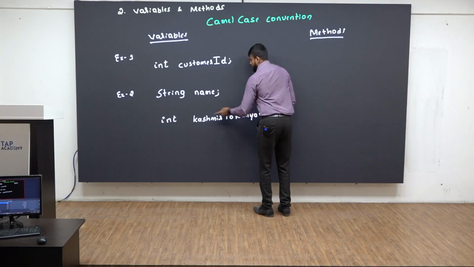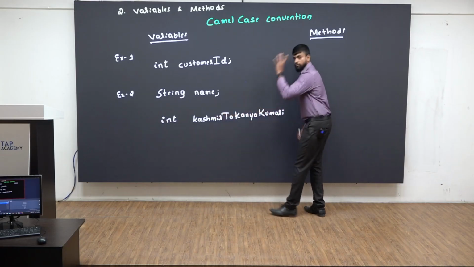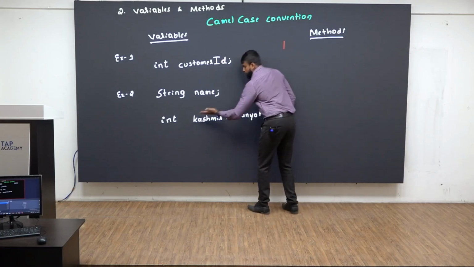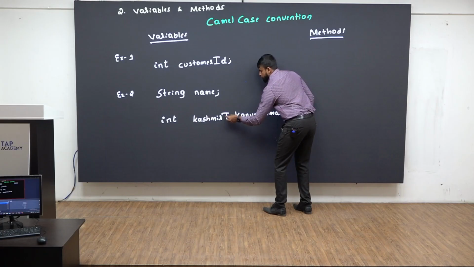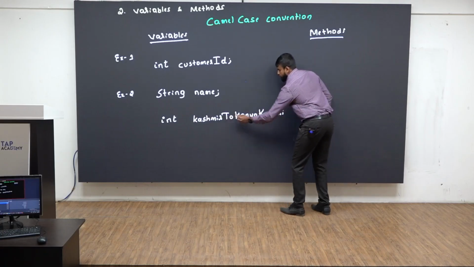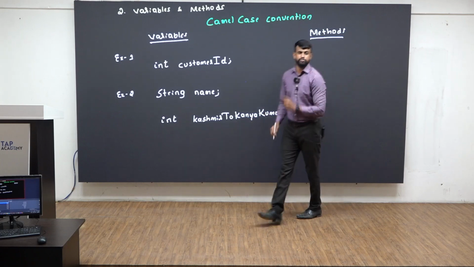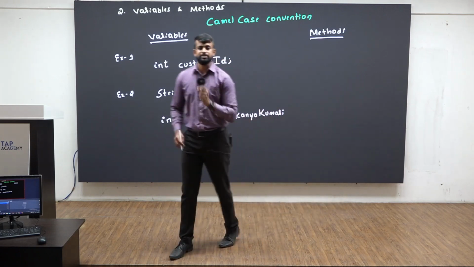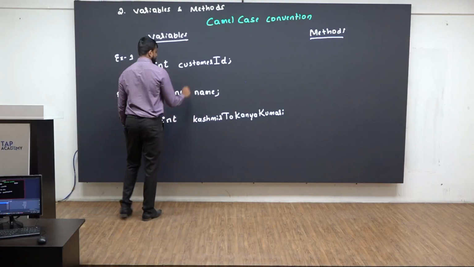If you look here, Kashmir to Kanyakumari, 1, 2, 3, 4. 4 words you have. How to write it? To start with, everything is small. Next word to start with capital. Next word to start with capital. Next word to start with capital. This is known as camel case convention. Now some students might be thinking, why the name camel case?